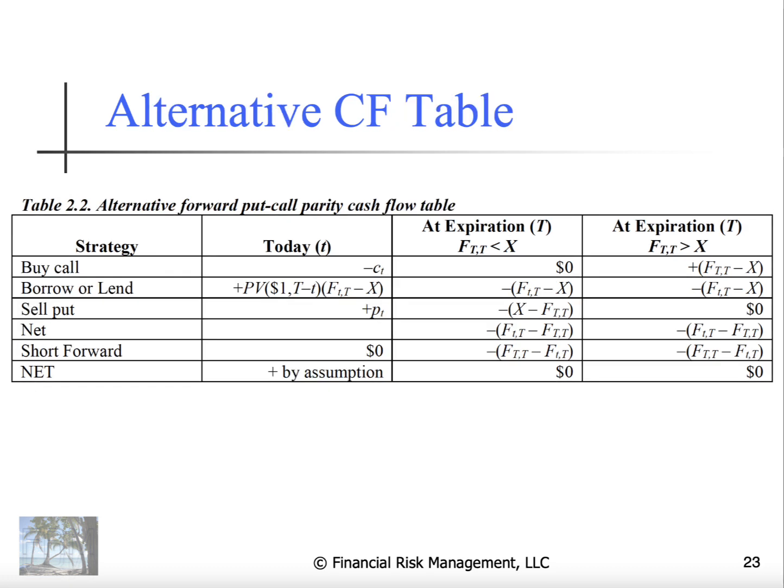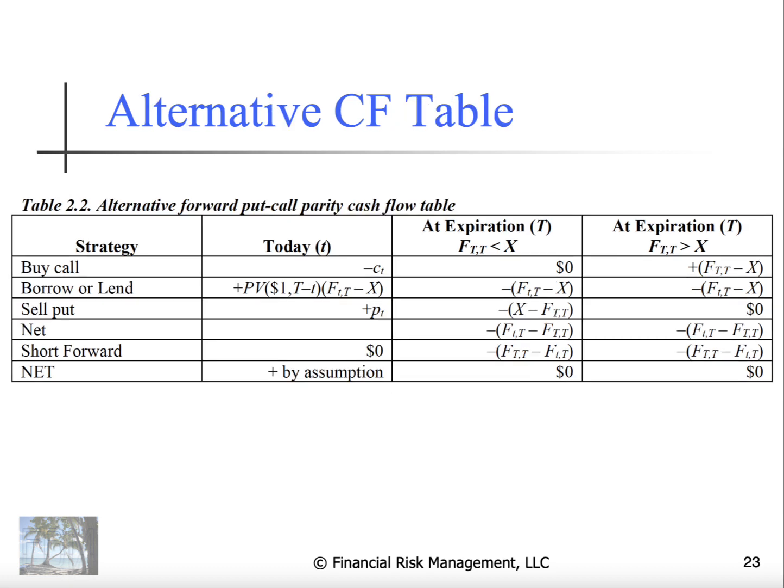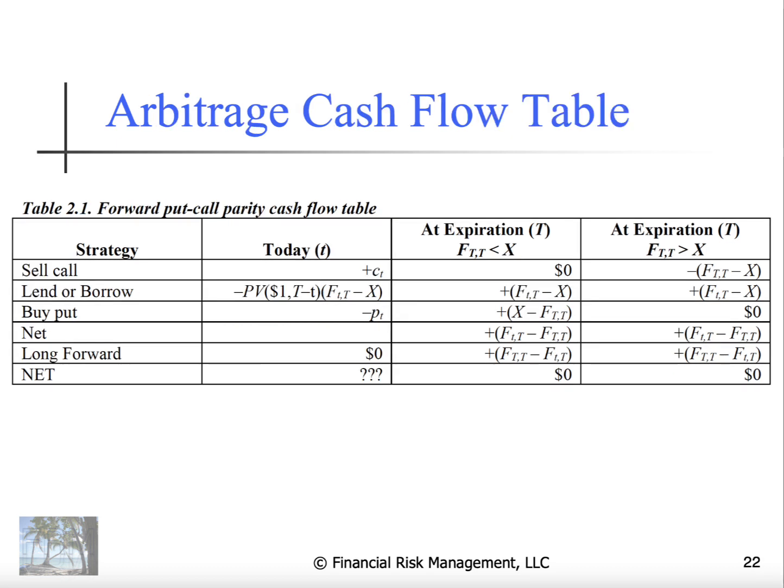An alternative cash flow table in this particular case is if we assume that we do the reverse trade that I just walked through. In this case I buy the call, borrow or lend, sell the put, and again that will be positive by assumption. So table 2.2 will be positive by assumption if table 2.1 is negative. So if the three question marks are negative, I'm going to do table 2.2. If the three question marks are positive, I'll do table 2.1 set of transactions.